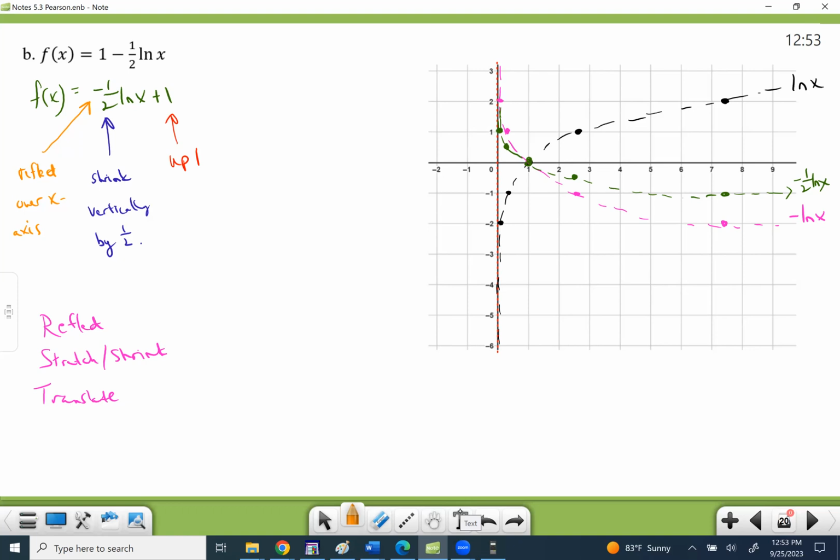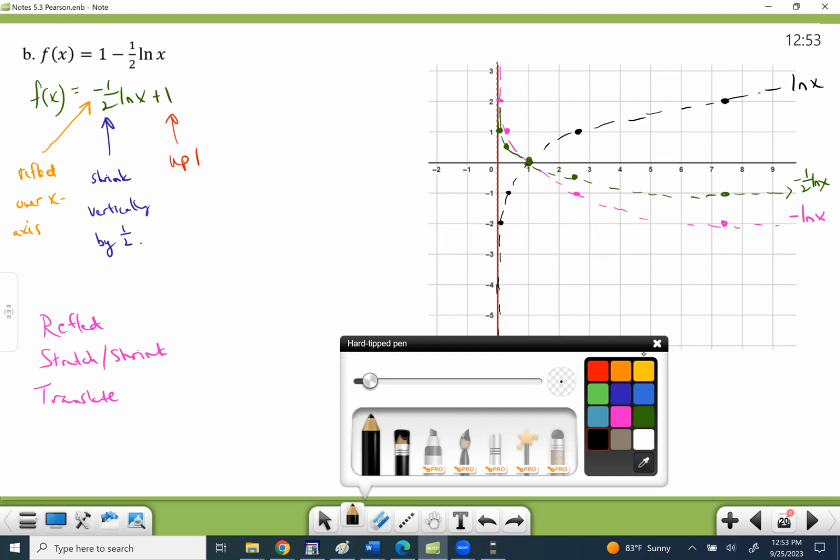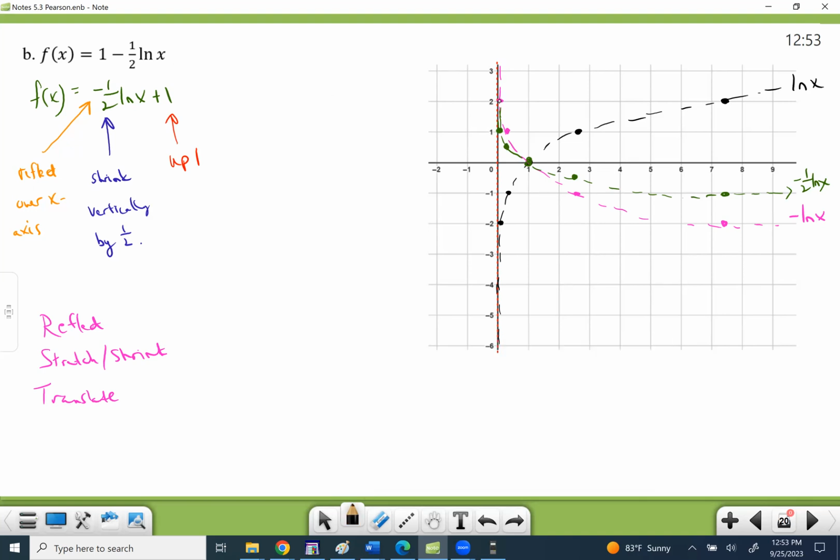Okay, our last thing to do is to translate. RST. So everything's going to go up 1 notch. Okay, this pink dot is going to go up 1 notch. No, I'm sorry, we're on the green, huh? This green dot's going to go up 1 notch. This green dot is going to go up, so it'll be halfway. This green dot's going to go up 1. This green dot is going to go up 1, so it'll be halfway. And then this green dot will go up 1. Bam. There we are. Wow, that was intense.